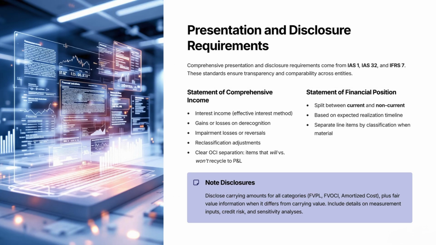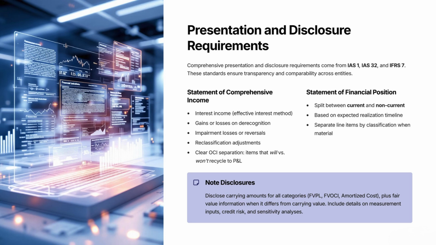Presentation requirements come from IAS 1, IAS 32, and IFRS 7, and they're quite detailed. In the Statement of Comprehensive Income, entities must present interest income, using the effective interest method, gains or losses on derecognition, impairment losses or reversals, gains or losses from reclassifications, and clear separation of OCI between items that will and won't be reclassified to profit or loss later.